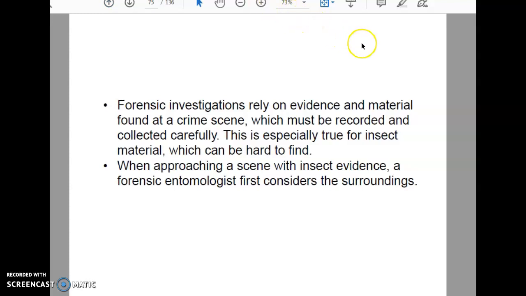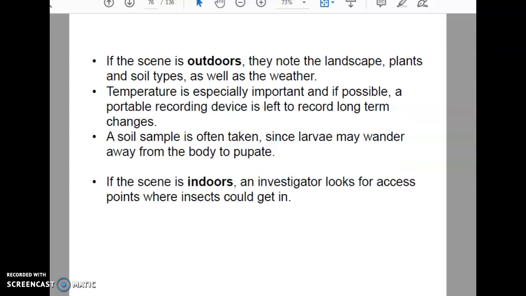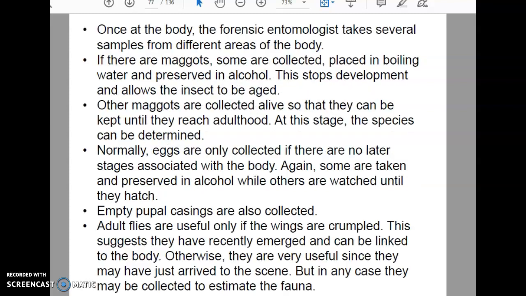So when approaching a scene with insect evidence, you have to consider the surroundings. If the scene is outdoors, you got to note the landscape, what type of plants are there, what type of soil types, as well as what's going on in the weather, because all that can affect what's going on with the insects. The temperature is especially important. If possible, a portable recording device is left to record long-term changes. You got to take a soil sample, since larvae may wander away from the body to pupate. And if the scene is indoors, the investigator has to look at access points. Where can the insects get in?